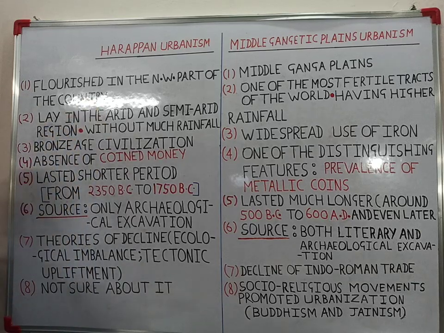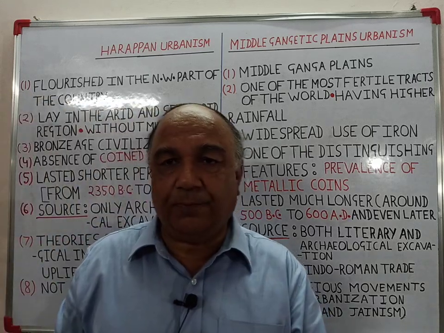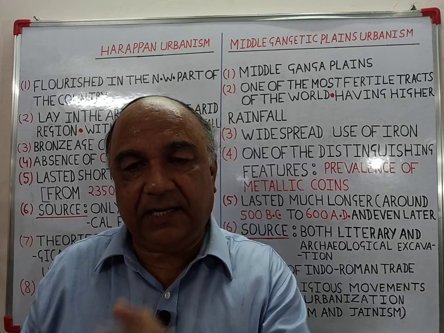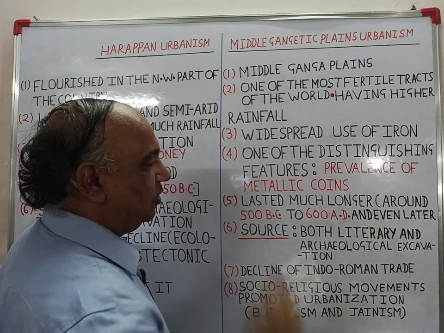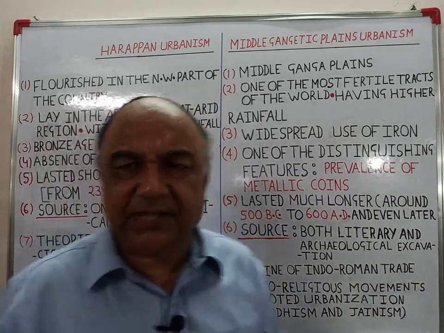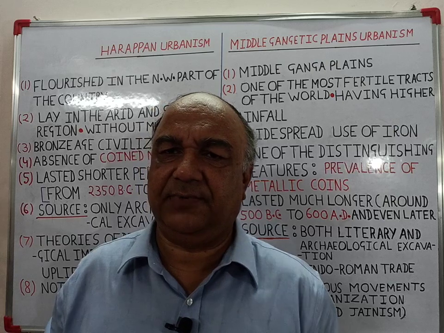The first phase of urbanism is also called Bronze Age civilization. Bronze and copper tools and implements were widely used by the Harappans. But in the second phase, we see a widespread use of iron. Iron played a vital role in the second phase of urbanism in India.